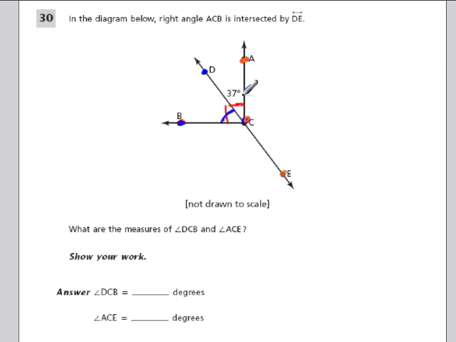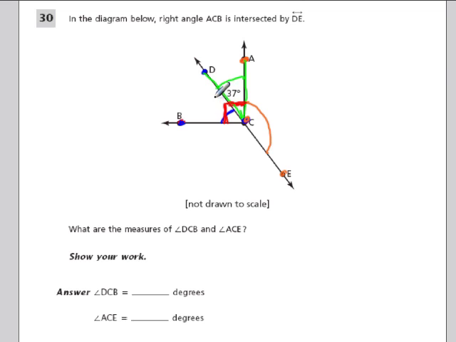ACE. That's this orange angle right here. Okay, so what can we do? Well, DCB, right? They label this angle right here, that's ACD, as 37 degrees. So we know that's 37 degrees. And they told us right from the start that this whole angle right here is 90.